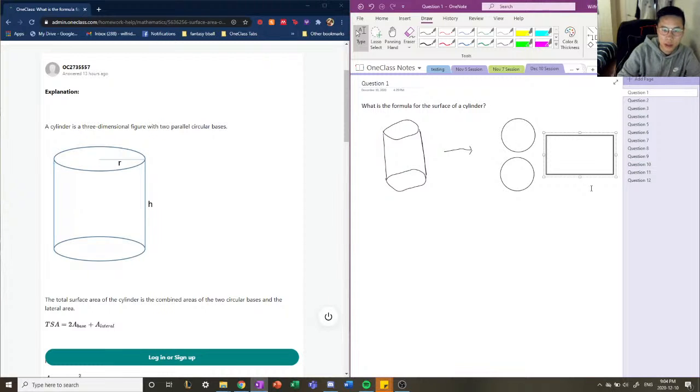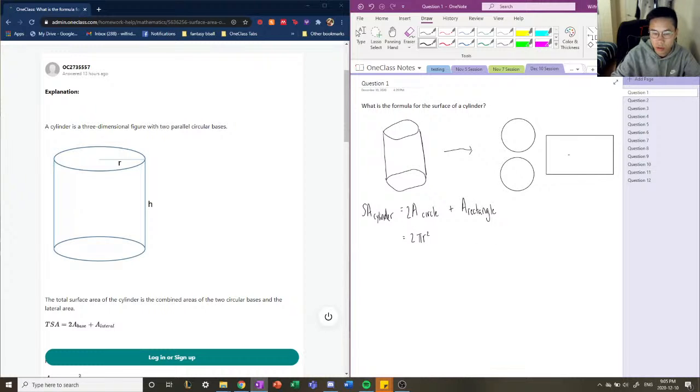So let's write this down first. The surface area, I'm going to write SA for short, of a cylinder is going to be the addition of these two circles, so 2 times the area of the circle, plus the area of the rectangle, okay? For the circles, it's kind of easy, right? We know the area of a circle is pi r squared. So it's going to be 2 pi r squared.